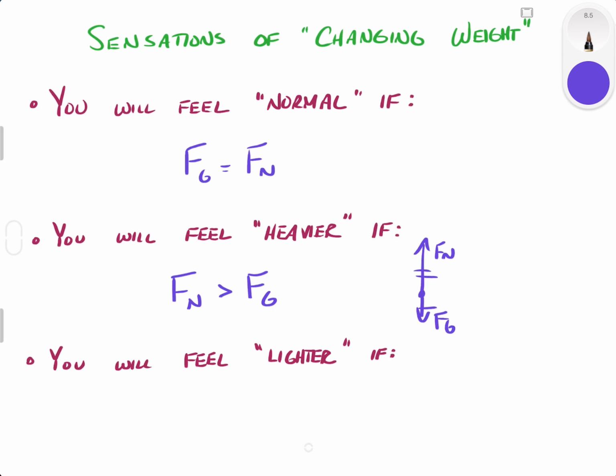Okay, so your normal force has to be larger, and you will feel lighter if Fn is less than Fg. Again, I do want to be clear. I'll try and draw it correctly here. These two should be exactly the same size. Even though I'm drawing two dashes there, it's actually your normal force that will decrease. Okay, the force of gravity is pretty much fixed, right? Earth is going to pull you down with the same force. Your normal force, though, could certainly change depending on which way you're accelerating. So if you understand these three conditions, you should be in a pretty good boat.